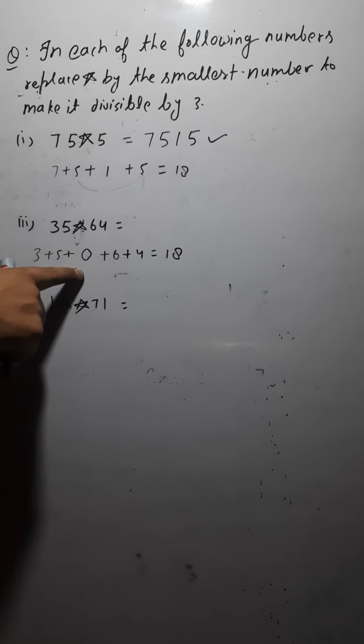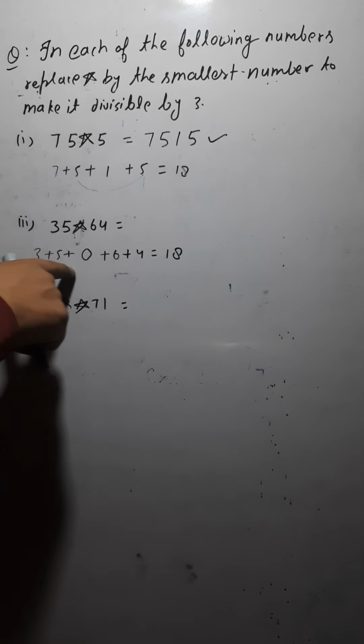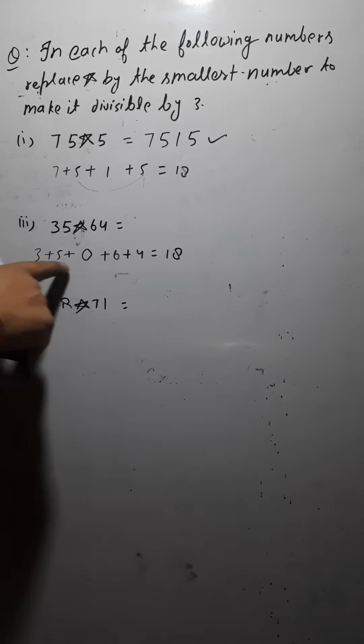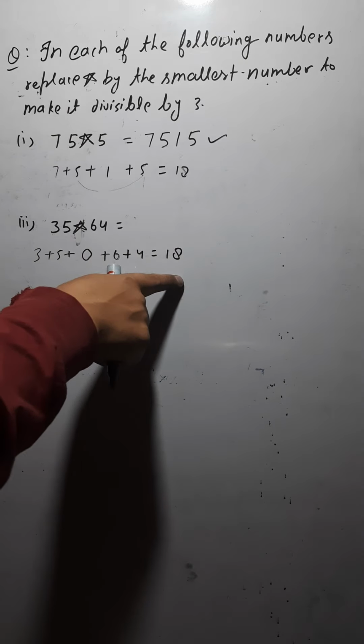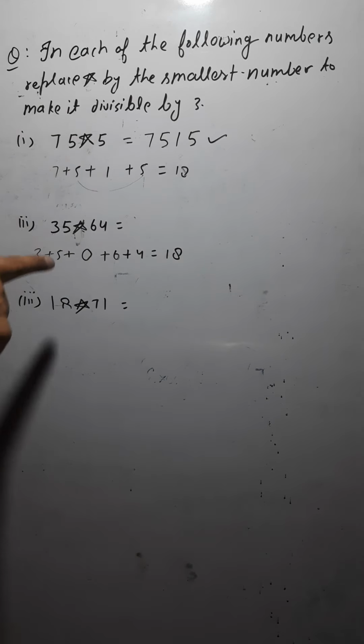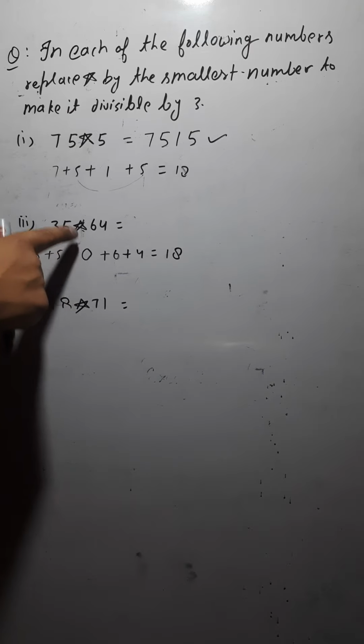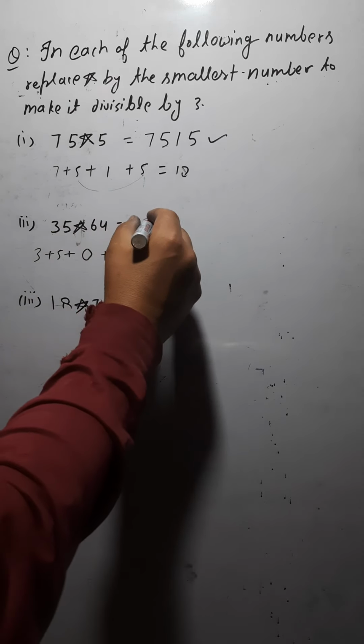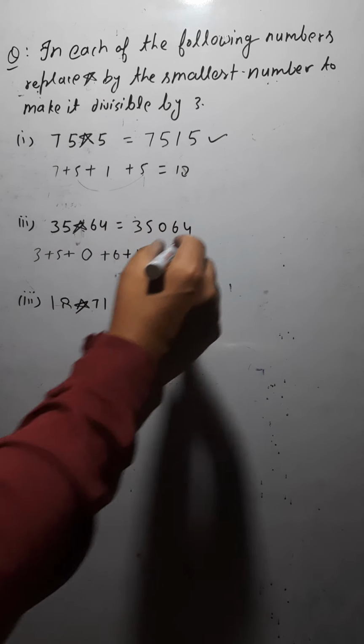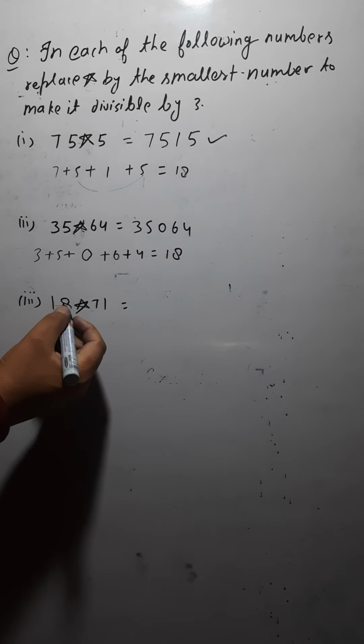So if it is 0 here, the sum of the digits is 18, which is divisible by 3. So to make the given number divisible by 3, I have to replace the star by 0. So the answer would be 35064. This is how you would answer the given question.